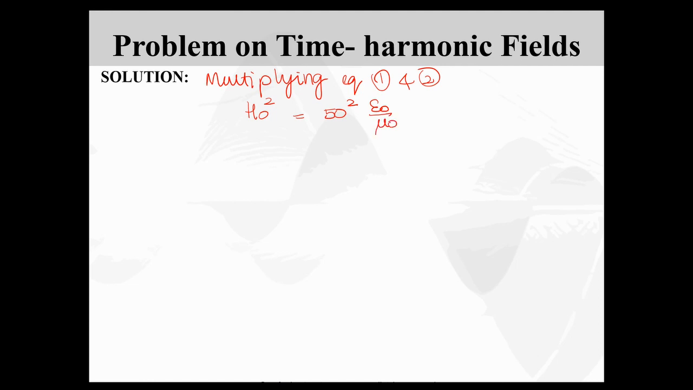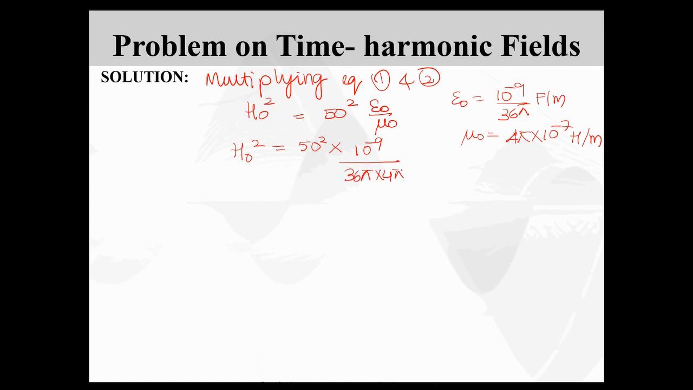So here we need to notice one thing. For this epsilon naught and mu naught, we are taking epsilon naught as the value equal to 10 raised to minus 9 over 36 pi farads per meter, and we are going to take mu naught as 4 pi into 10 power minus 7 henries per meter. So by applying so, we are going to get h naught square is equal to 50 square into 10 power minus 9 over 36 pi into 4 pi into 10 power minus 7.